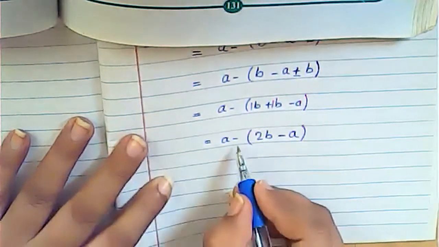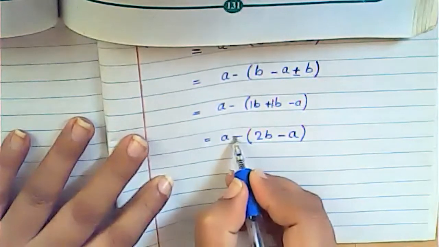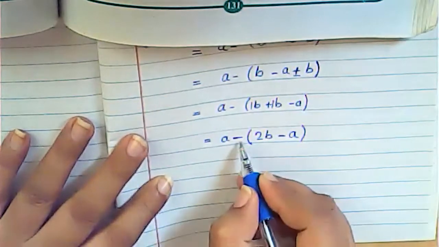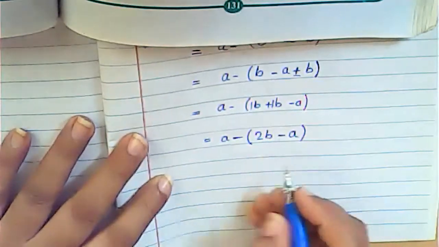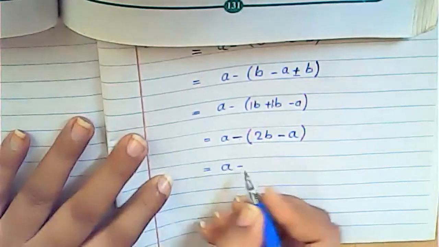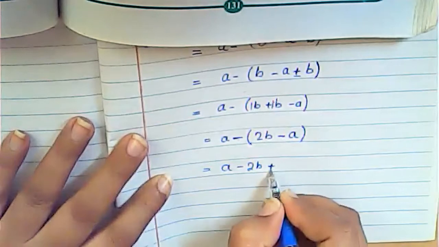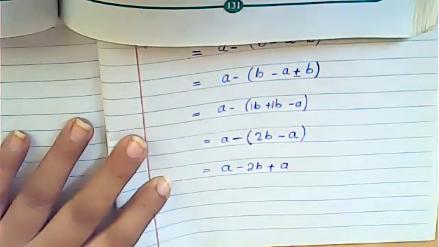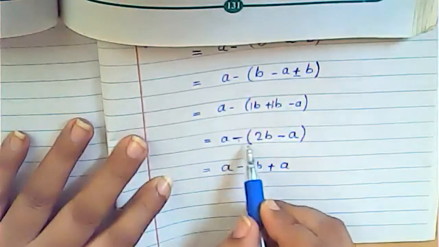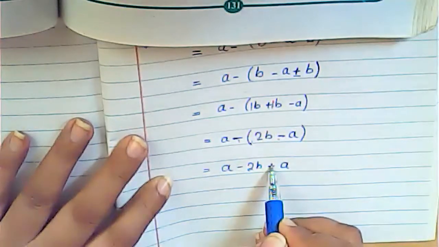Now you are going to remove this bracket. How are you going to remove this bracket? With the help of this minus sign. If a bracket has a minus sign, the sign inside the bracket will be changed. So it will become A minus 2B, minus minus, it will be plus A. How? Because if you have a minus outside the bracket, the sign inside the bracket will be changed. So simply you will write plus A, right?